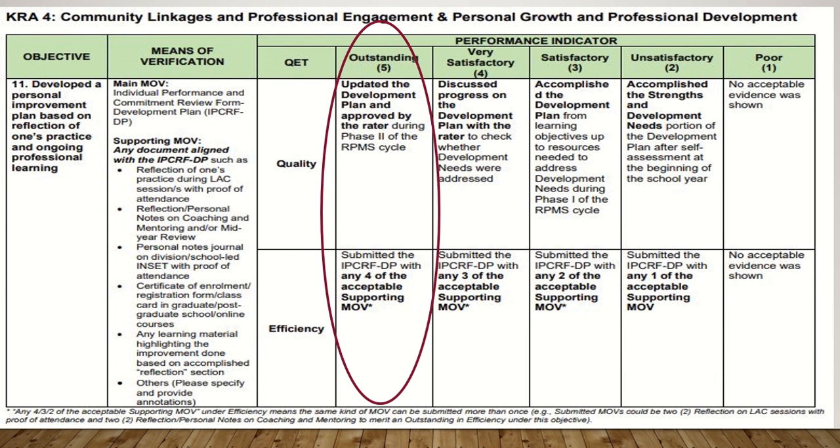To be rated 5 in quality, the teacher must have updated the development plan and approved by the rater during phase 2 of the RPMS cycle. So you should have your updated development plan. And to be rated 5 for the efficiency, the teacher must have submitted the IPCRF development plan with any 4 of the acceptable supporting MOVs.